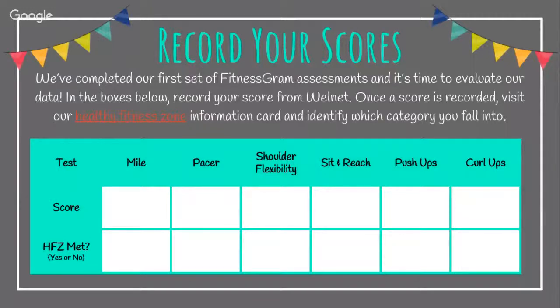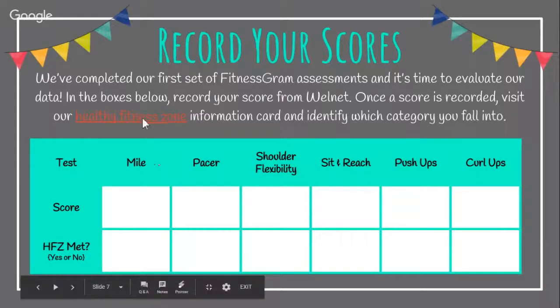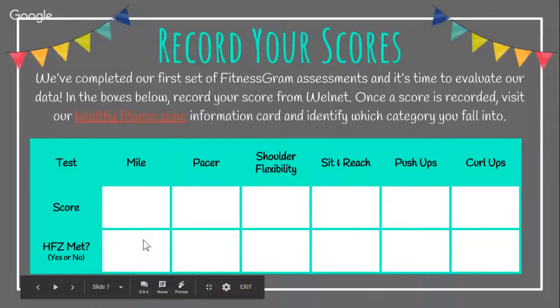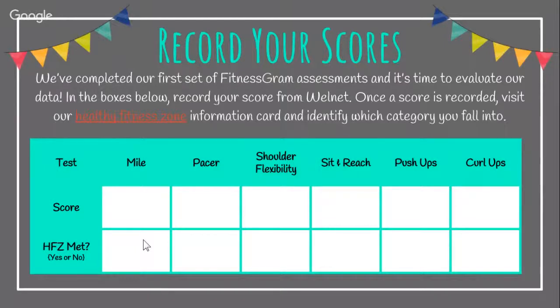Once a score has been recorded in WellNet, my students would go back into this PowerPoint and insert their scores. They would enter their mile time here, their pacer score, whether they completed, all of their numbers. Then they can click on this link, labeled Healthy Fitness Zones, and see: are you in your healthy fitness zone? The healthy fitness zone is a chart that tells them, based on their age and their score, whether or not they fall into a healthy fitness zone. And this is all data-based categories.